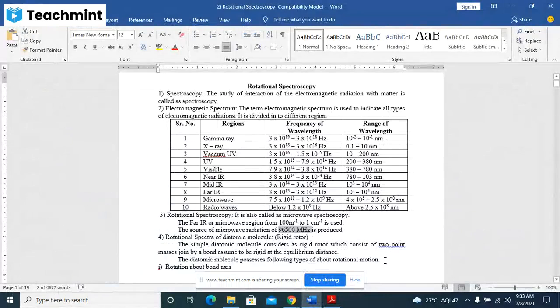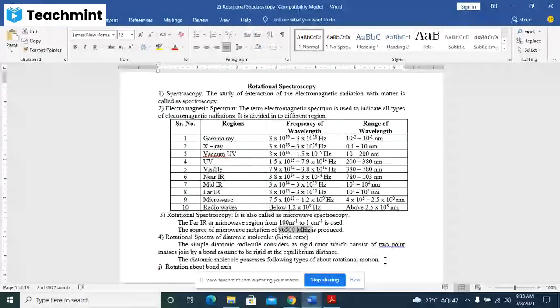Then the rotational spectra of the diatomic molecule we have to discuss in detail. For this simple diatomic molecule, we are treating the diatomic molecule as a rigid rotor. What is a rigid rotor? It means one bond is there. If you consider any diatomic molecule, there are two atoms connected by a bond, right? That bond will be the rigid one, where the two atoms look like points fixed at the two ends of this particular rod. That's why it is called a rigid rotor.